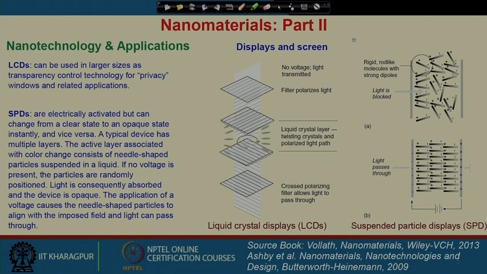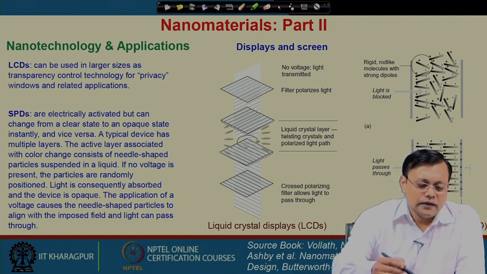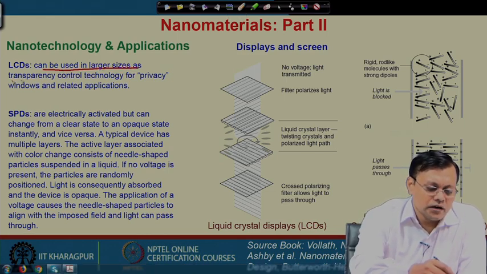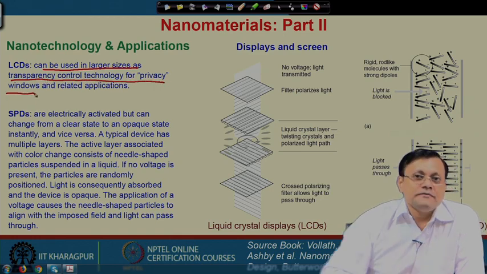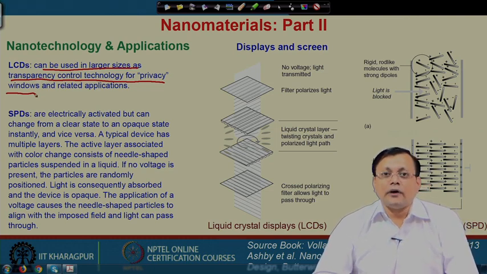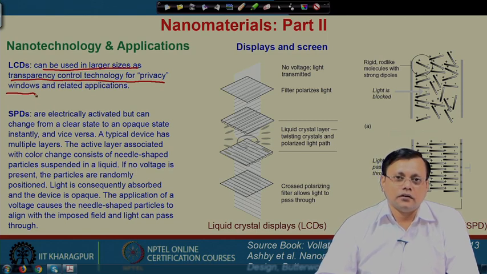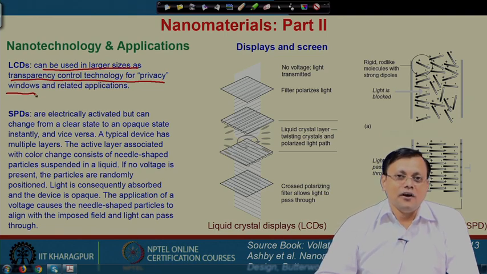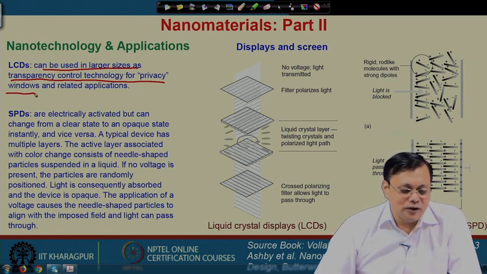Now, in case of LCD, that is liquid crystal display, we also have a large amount of application of nanotechnology, and these LCDs can be used in very large size as transparency control technology for, let us say, a privacy window. Let us say I want to create a window that will be transparent, as well as, if I wish, completely blurred. So, I wish to control the transparency level of a window by some other kind of signal, and this is impossible without nanotechnology application. So, how to do that?